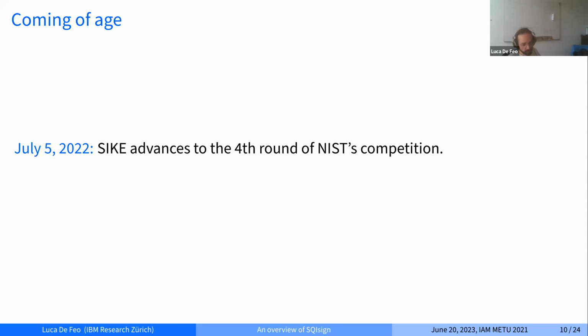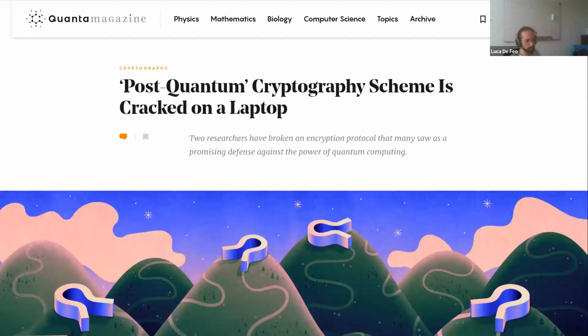So SIKE was selected as an alternate candidate. Somehow the coronation of isogeny-based cryptography as a credible field, something that was maybe not ready to be selected as a standard, unlike lattice-based schemes, but that people were confident could eventually become a standard. And yeah, all this nice story and illusion just collapsed 1 month later when SIKE was broken in a spectacular fashion using the theory of abelian surfaces. So something more general than elliptic curves.